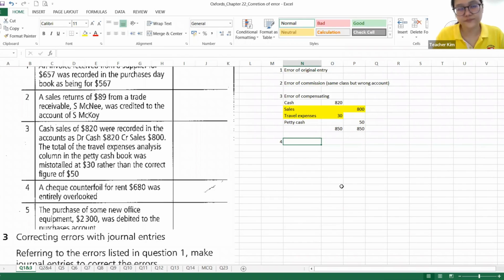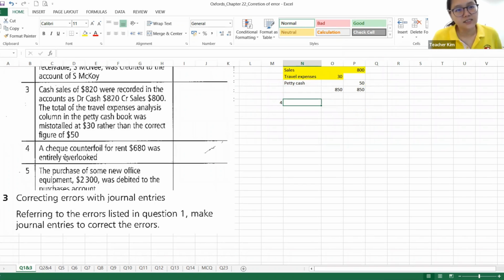Number 4. Okay, sorry, this is number 3, so we should do number 4. A check counterfeit for the rent was entirely overlooked. Entirely overlooked means that we totally didn't debit, didn't credit. When we totally forgot, we call it error of omission, which is totally no recording.